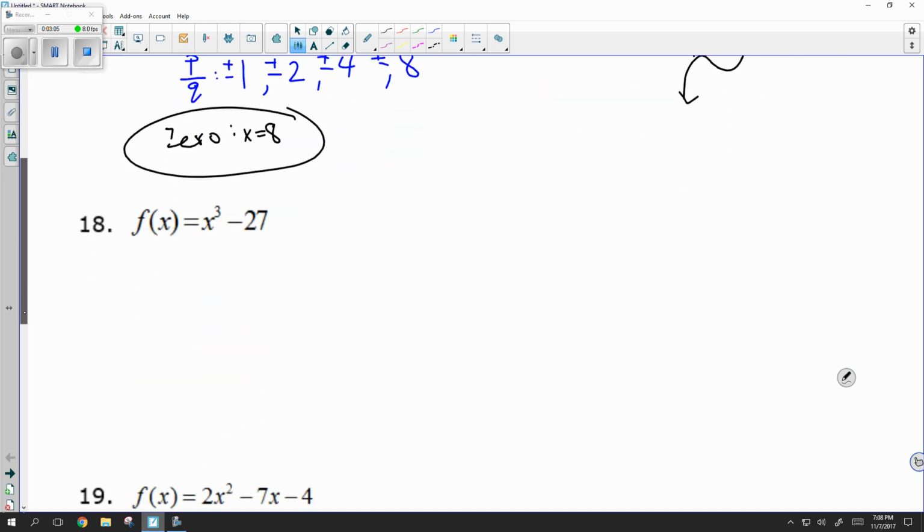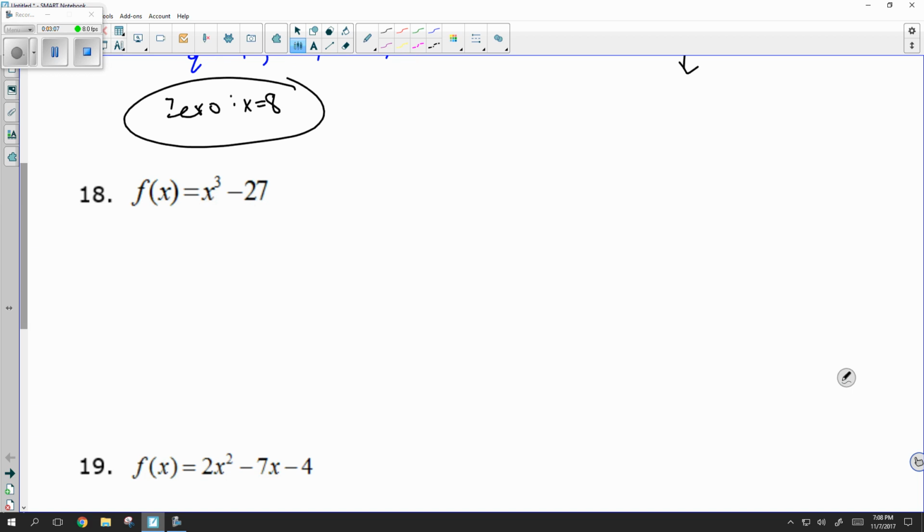Second problem, same deal. This is P, and this is Q. Q is the leading coefficient. P is the constant term. So the factors for P, factors for Q. For P, it's 27. So we have 1 and 27, and 3 and 9. That's the entire list. And then Q is just 1. So we make all possible combinations.